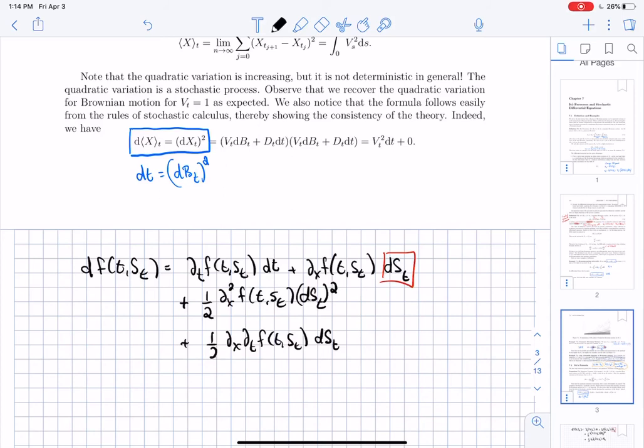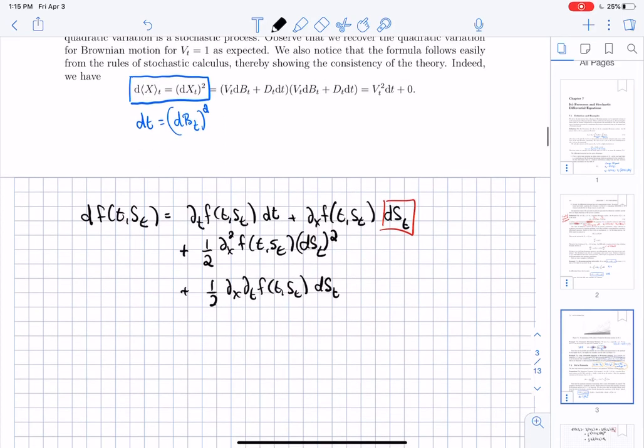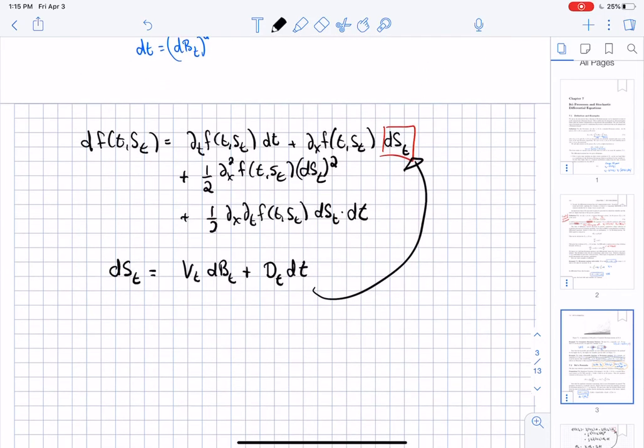Okay, now what do I do? Well, I know that dS_t is some volatility times dB_t. Oh, here it would be dS_t equals v_t dB_t plus b_t dt. Okay, so I can replace that here. Now, okay, so let's do that. So I would have delta_t f, dS_t, which is v_t dB_t plus b_t dt.